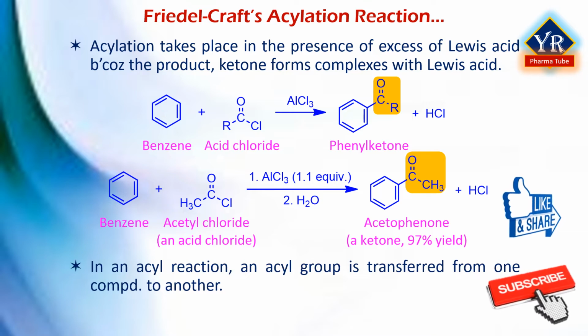In an acylation reaction, an acyl group is transferred from one compound to another. Note that the acyl group is derived from the acid chloride and is introduced into an aromatic ring in the presence of a Lewis acid. Thus, a new group, that is the acyl group, is bonded to the benzene ring. This reaction is analogous to the Friedel-Crafts alkylation reaction except that the reagent is an acyl chloride instead of an alkyl halide and the product is an acyl benzene, that is a phenone, instead of an alkyl benzene.